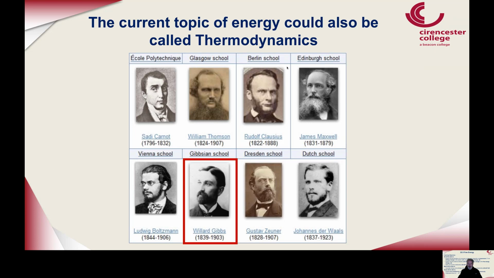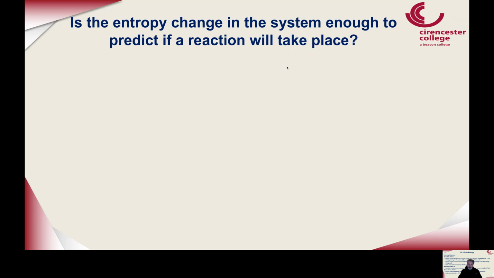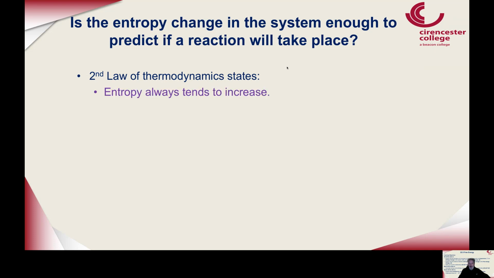We now talk about entropy in terms of the tendency of the energy to be dispersed and spread out. So, is the entropy change that we looked at before enough to decide a reaction will take place? The entropy is definitely linked to the second law of thermodynamics. It states that entropy always tends to increase. In other words, to disperse, to spread out, to go from solid to gas.